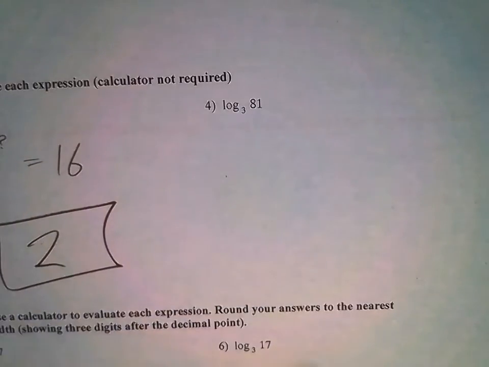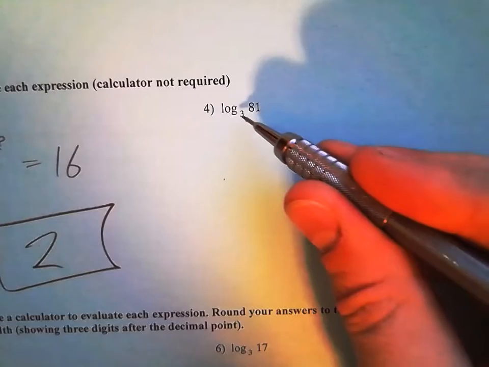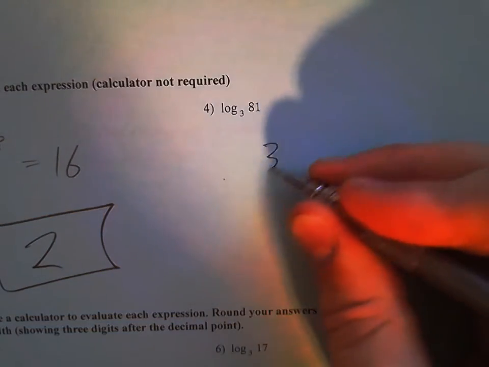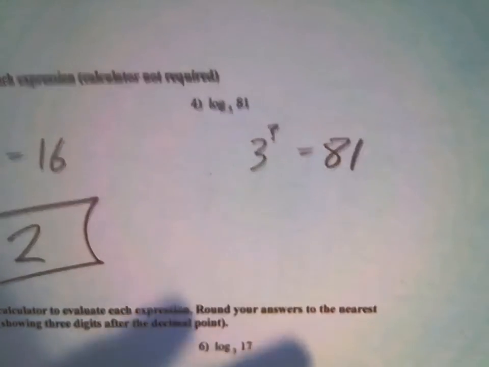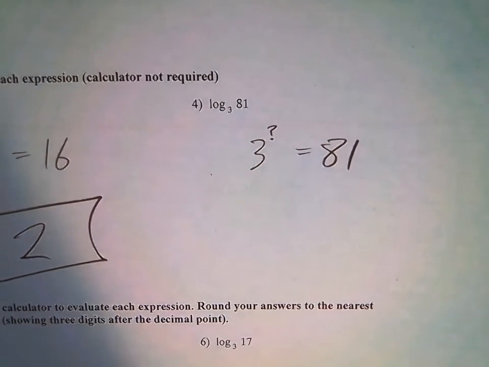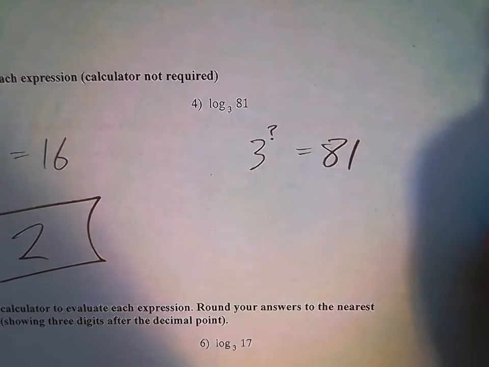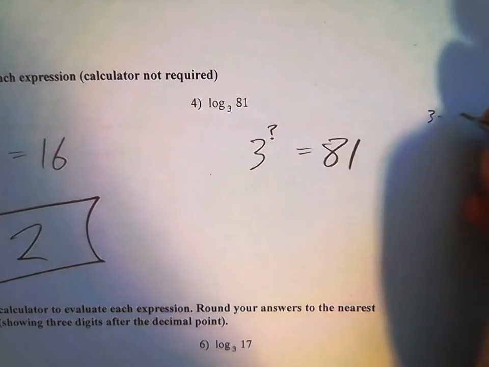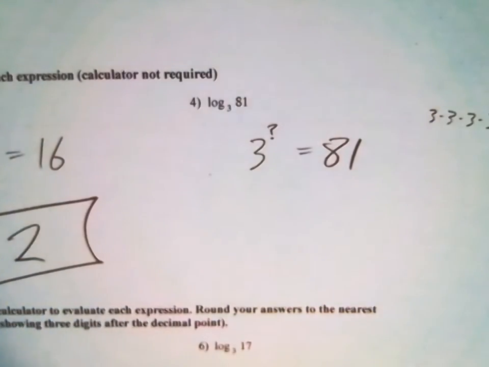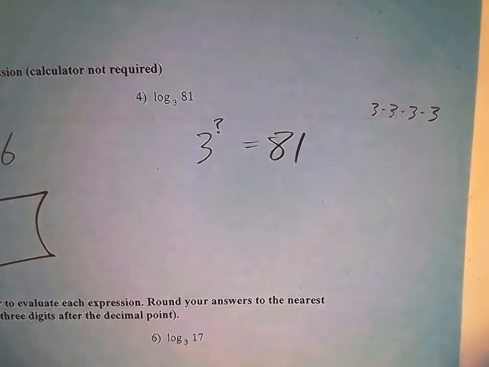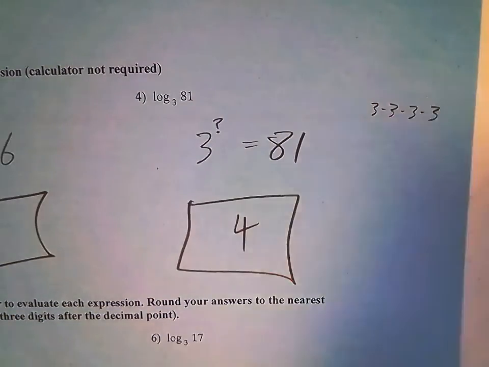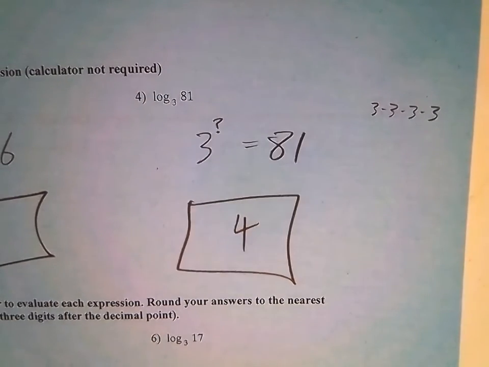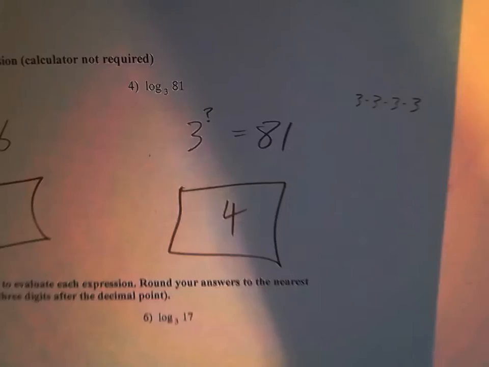This one, log base 3 of 81. So how many 3's do you need to multiply together to get 81? And you can check that. 3 times 3 is 9, times 3 is 27, times 3 is 81. So it takes 1, 2, 3, 4 3's multiplied together to get 81. So that would be 3 to the 4th power. Okay. Now we're going to use calculator.